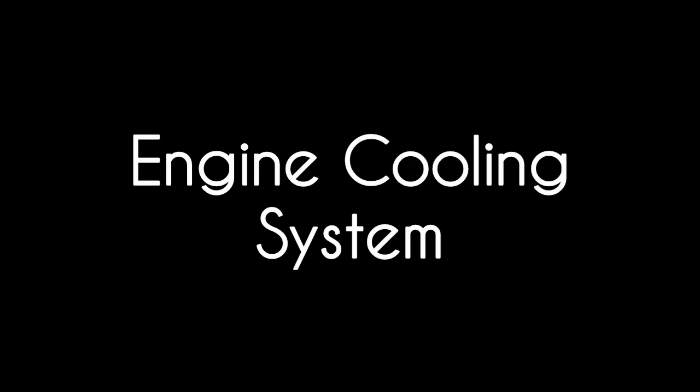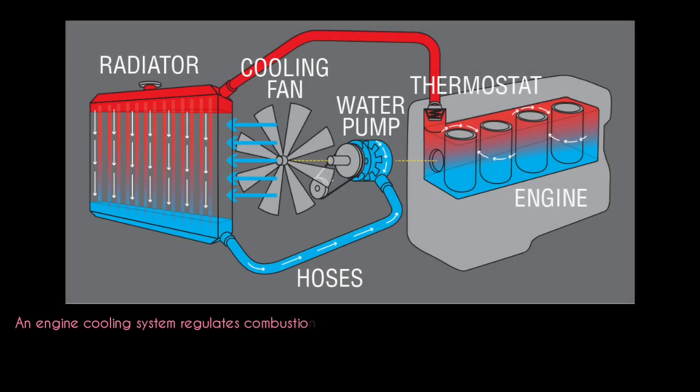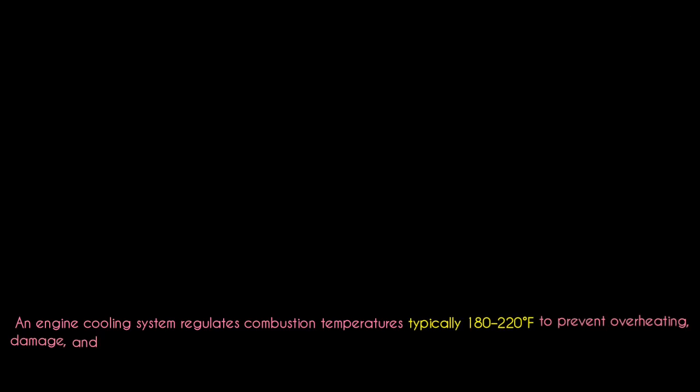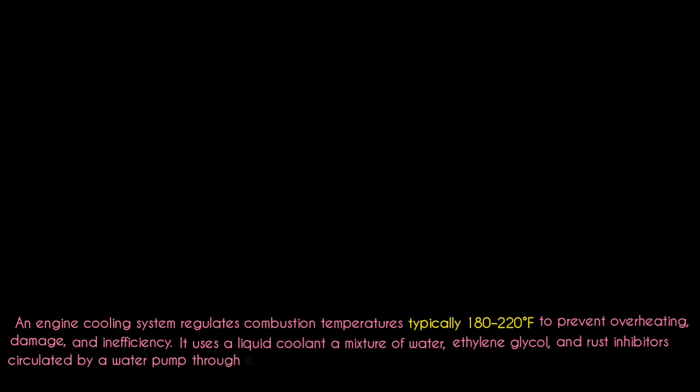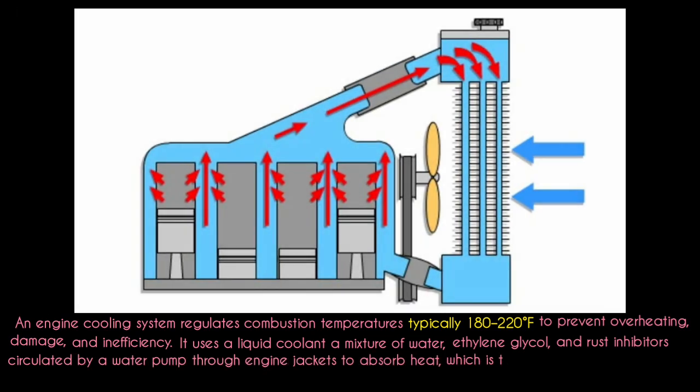Engine cooling system. An engine cooling system regulates combustion temperatures, typically 180 to 220 degrees Fahrenheit, to prevent overheating, damage, and inefficiency. It uses a liquid coolant, a mixture of water, ethylene glycol, and rust inhibitors, circulated by a water pump through engine jackets to absorb heat, which is then dissipated to the air via a radiator.